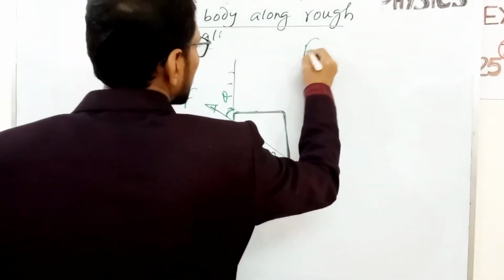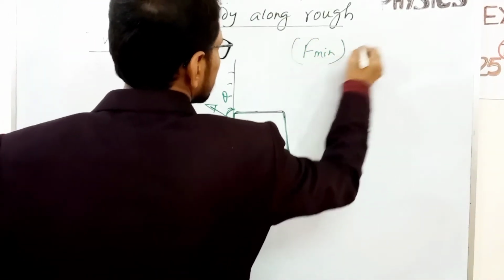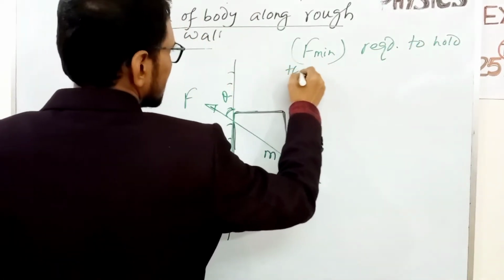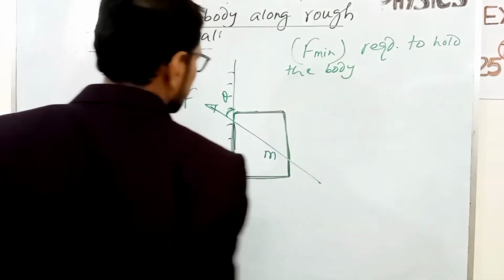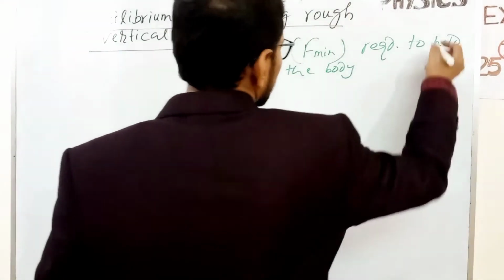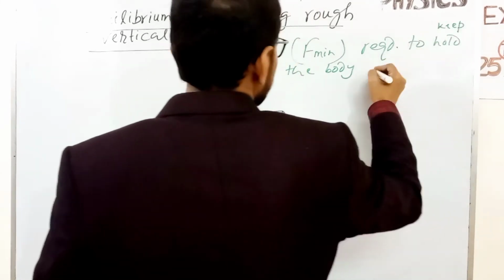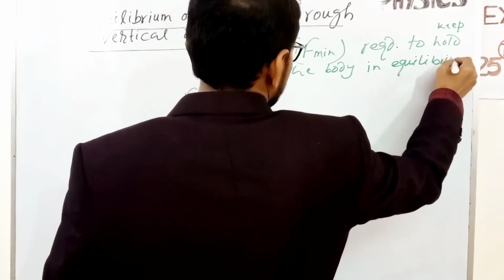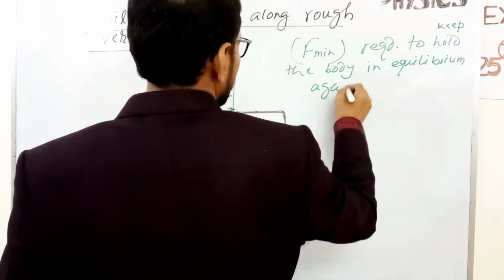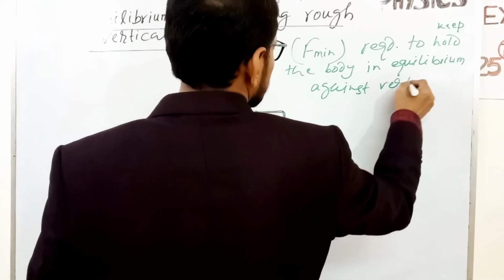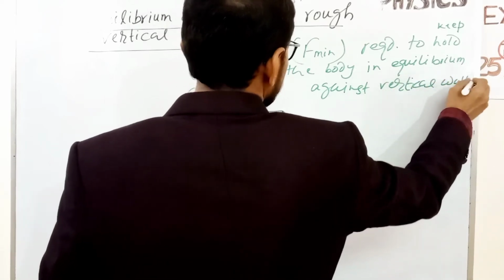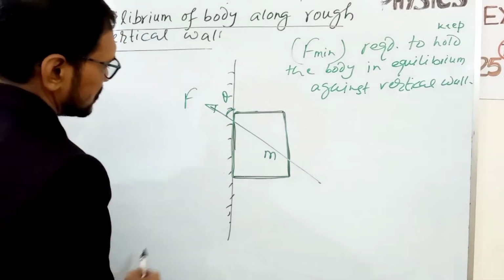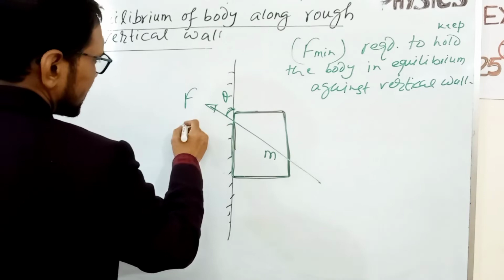What is the minimum force required to hold or keep the body in equilibrium against the vertical wall? This is the question. What is the force required if the force acts at an angle theta?